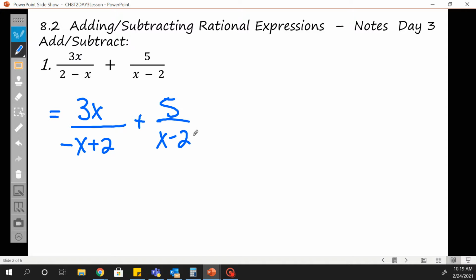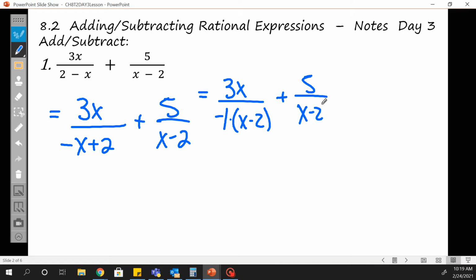But the second fraction is in standard form. Once you write it in standard form here, you can see, well, okay, this denominator can be factored. I can factor a negative 1 out of that to get x minus 2. And then over here, I already have x minus 2. So when we're looking for the LCD, the factors they have in common are x minus 2.